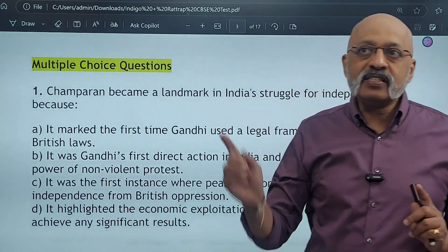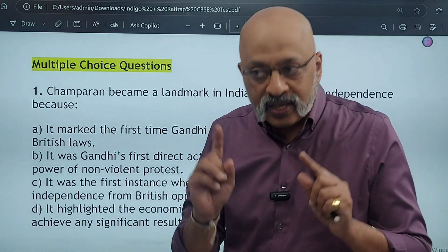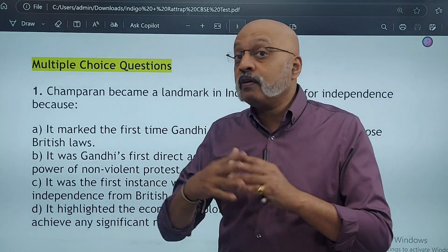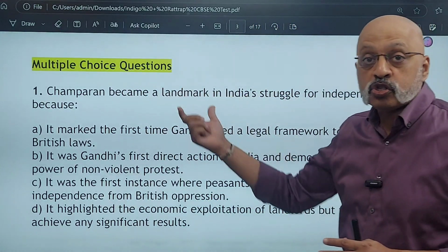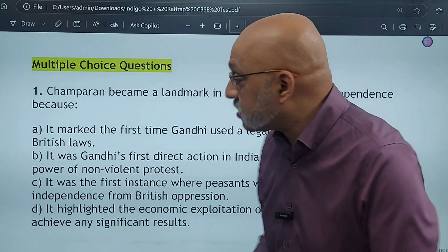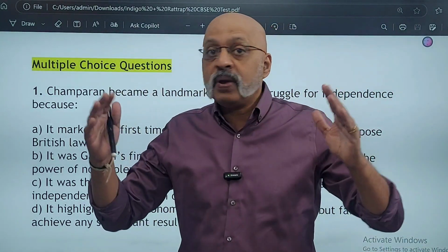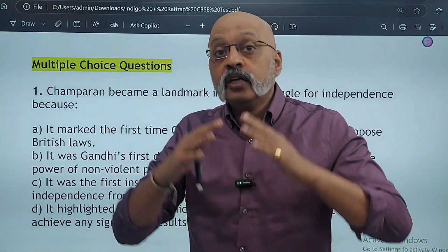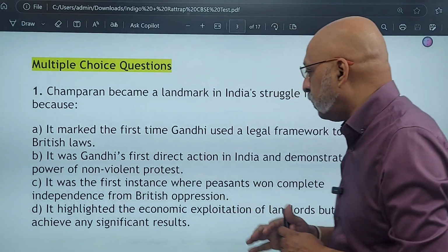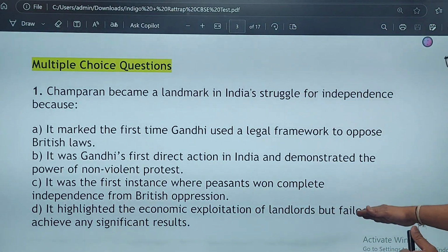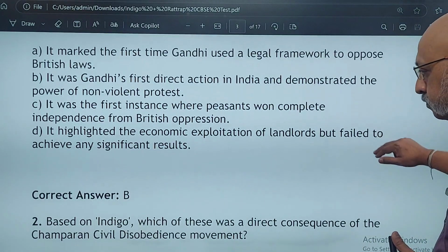Please remember, at least 3 of the 4 options that will be given to you will be extremely close to you, in the sense that those 3 or sometimes even 4 options, all of them would have happened, but you need to see this particular question and what it is that it's asking. It's talking about a word called landmark. Landmark is something big. It's not just about any other incident. It's talking about something which made a major change in India's quest for independence. It highlighted the economic exploitation of landlords but failed to achieve any significant results. So the correct option is B.